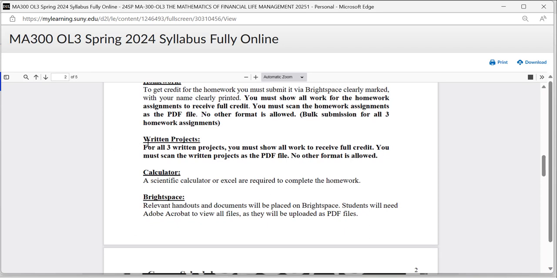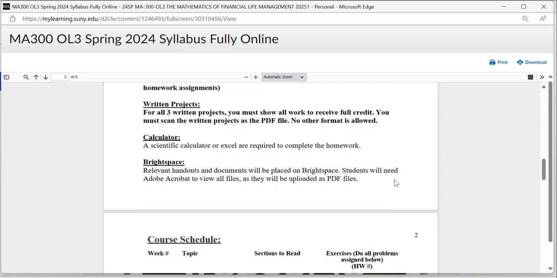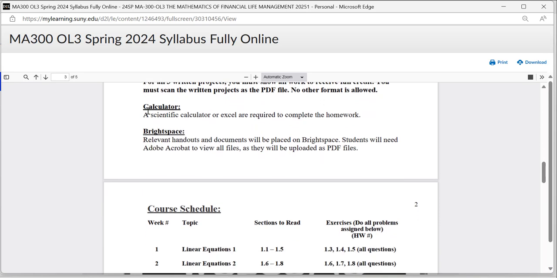For all 3 written projects, you must show all work to receive full credit. You must scan a written project as a PDF file. No other format is allowed. And submit it via Brightspace. You're probably going to need a scientific calculator or Excel, right? Either one is okay. You don't have to use both, but if you can use both, that's fine.